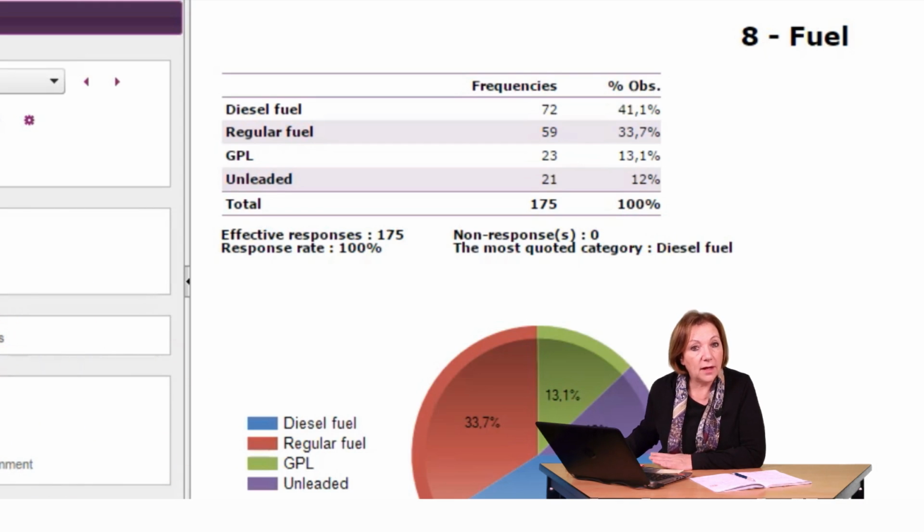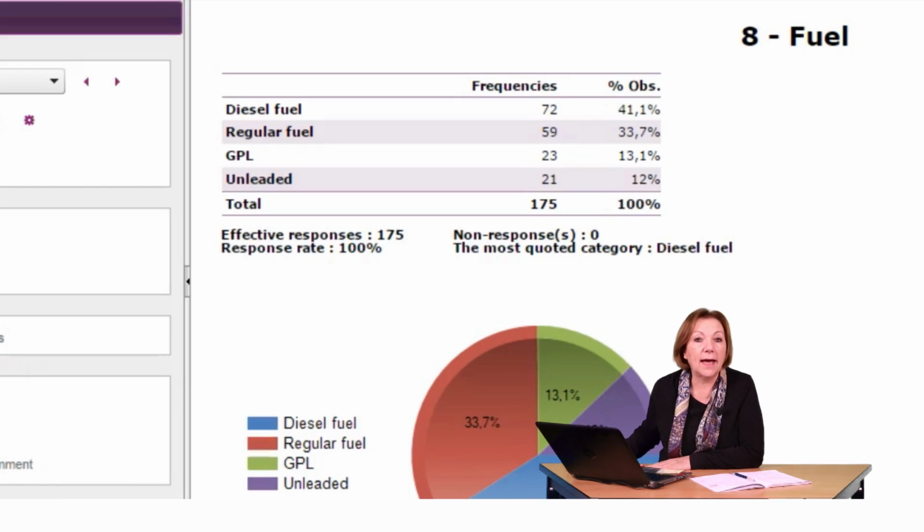Here we have another option that is very frequently used, which is to ignore non-responses. In this case, because we have 0 non-response, it will not change anything to the presentation of the table, but we will see how it works in a different example.